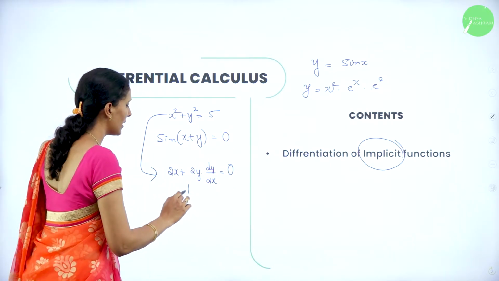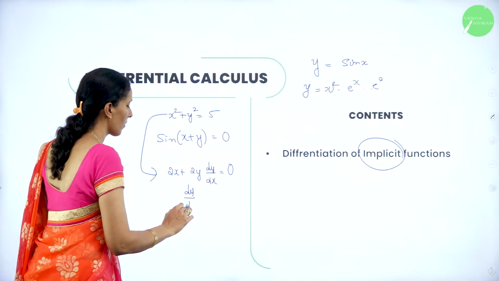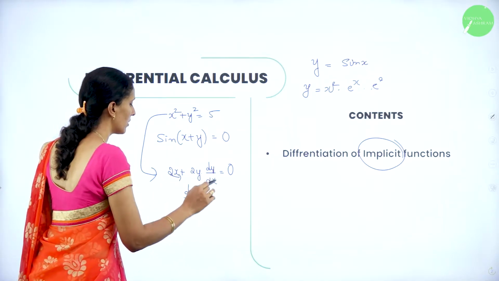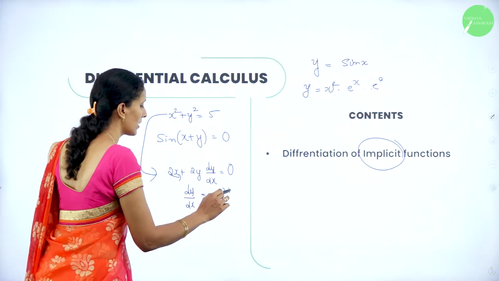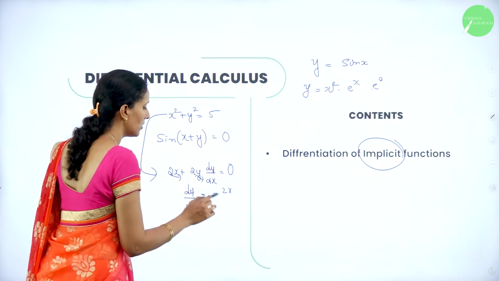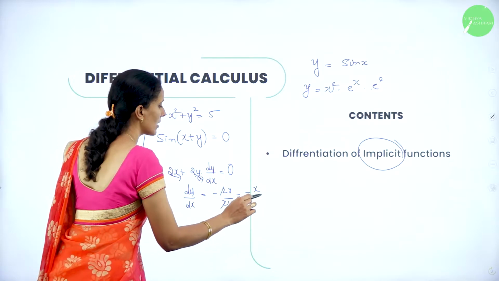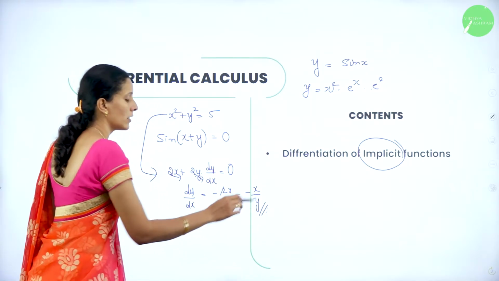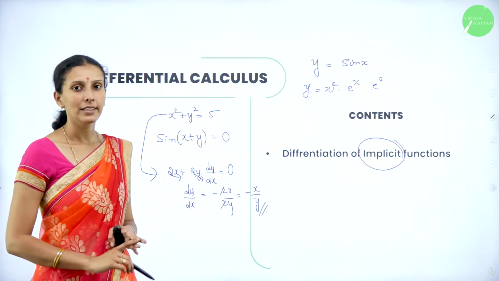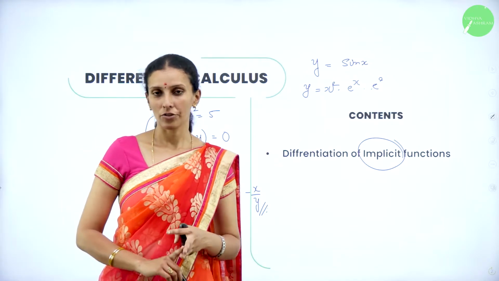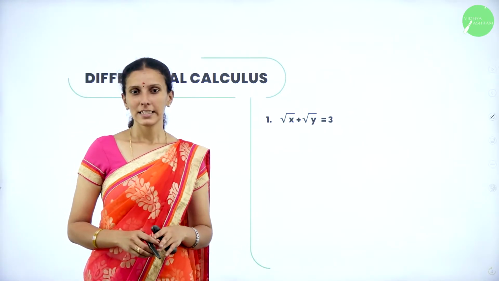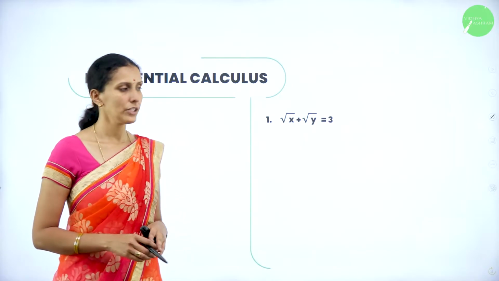Now dy by dx. Here we have 2x, that side it is minus 2x, then 2y comes to the denominator. So it is 2y. So the answer is minus x by y. So this is how you are going to find the derivative of an implicit function. So now let us take a few problems on implicit function.